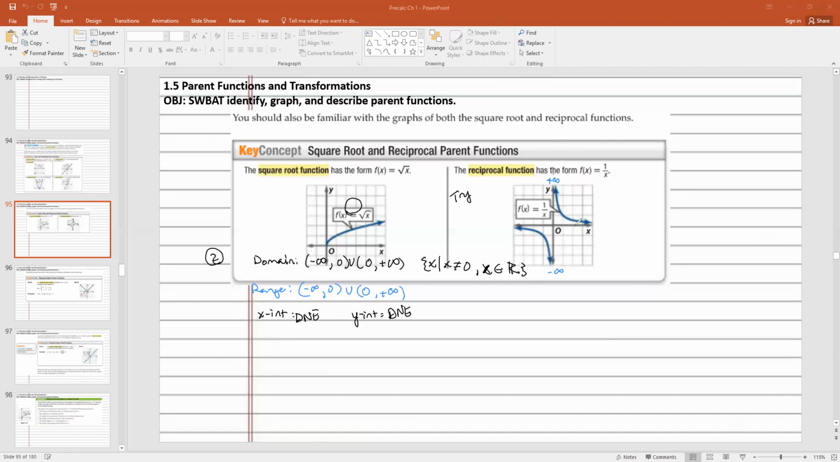The last one we have is symmetric about the origin. And this one is symmetric about the origin, because if you flip it upside down, you'll get the same shape. So this one goes here, this one goes down there. It lines up nicely. So it's symmetric about the origin.